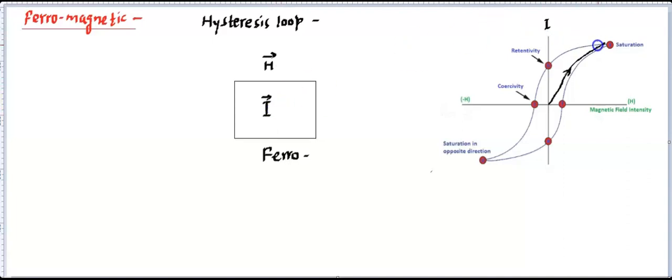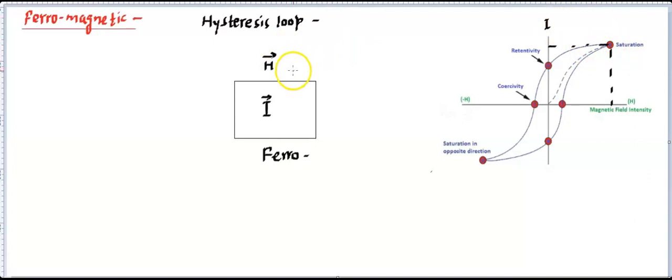So you'll find that after reaching this point, if you increase H further, this will become a straight line, because now we cannot increase this I by increasing H. So we call this saturation. This point which I am indicating by A is called the saturation point, and this is the saturated I. Beyond this we cannot have any more I.